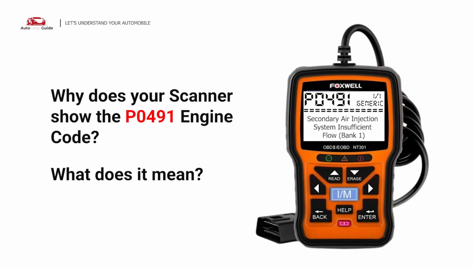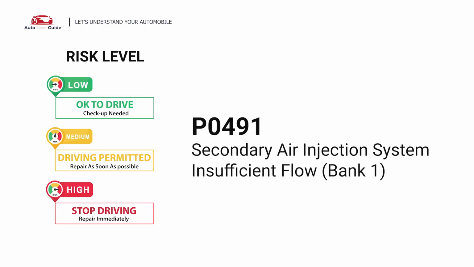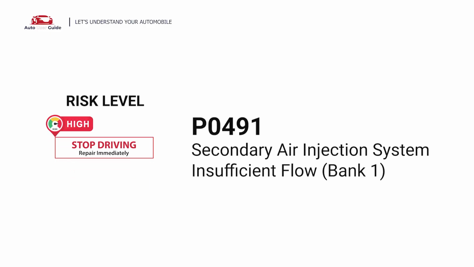Why does your scanner show the P0491 engine code? What does it mean? P0491 is a diagnostic trouble code for secondary air injection system insufficient flow bank 1.